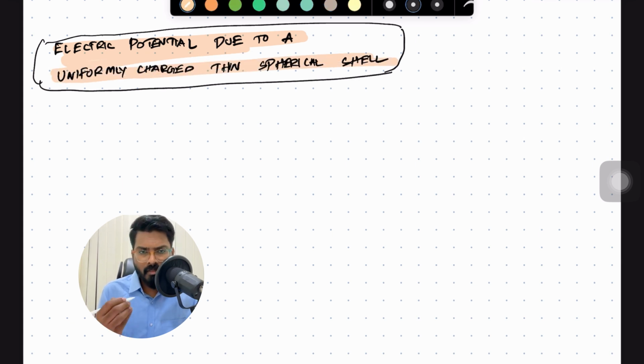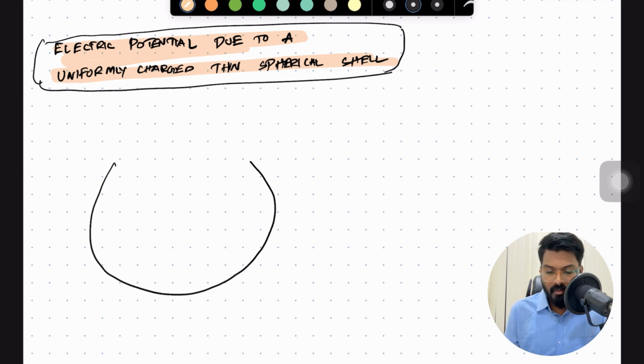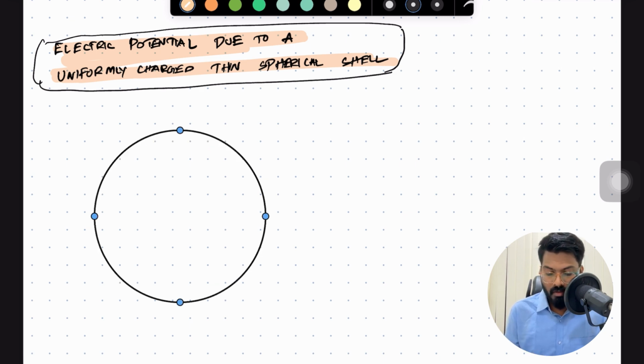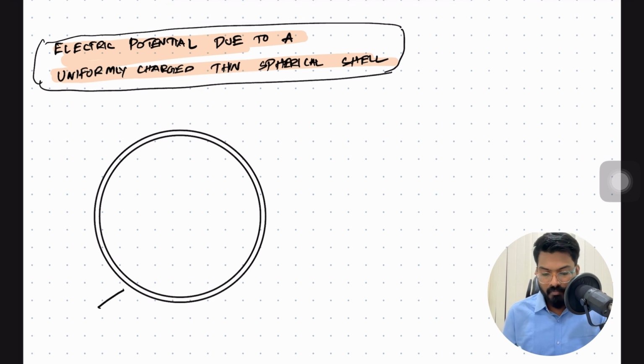Now, how do we do that? Firstly, let's imagine a thin spherical shell like this. Okay, it's not a spherical shell yet. I'm going to make it. Okay, so now this becomes a thin spherical shell. Now, what could be a thin spherical shell? If you imagine a plastic ball which is hollow inside, and the ball itself is very thin, it's an example of a thin spherical shell.